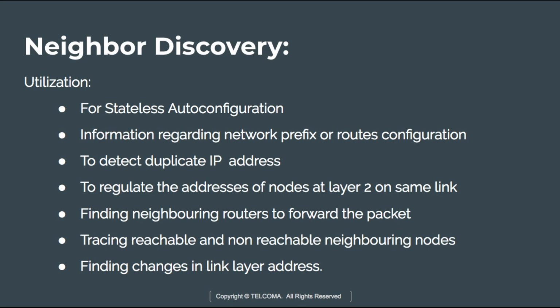It will find neighboring routers to forward the packet. It will track the reachable and non-reachable neighboring nodes, and it will find changes in link layer addresses. So these are the utilizations associated with neighbor discovery.